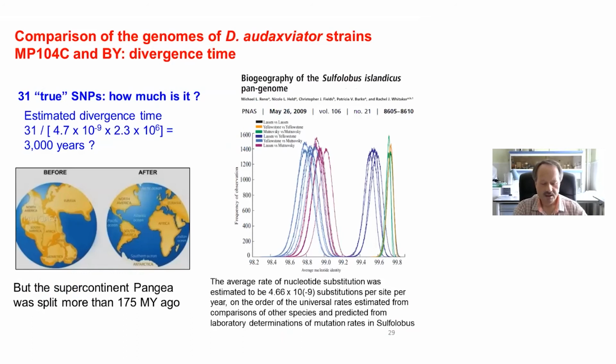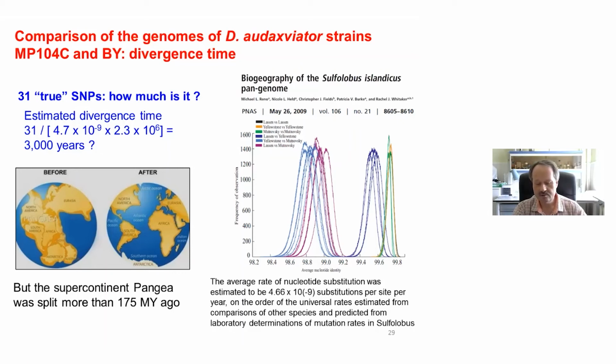Okay, now we wanted to estimate the divergence time between South African and Siberian strains. For such a calculation, you need to know the rate of accumulation of mutations per year. This is very difficult to measure for microbes, but there are some estimates. In a paper published in PNAS, people compared genomes of different strains of the thermophilic microorganism Sulfolobus islandicus, isolated from geographically isolated geothermal volcanic sites. Since the times of formation of these sites are more or less known, it's possible to calculate the average rate of nucleotide substitutions per year.